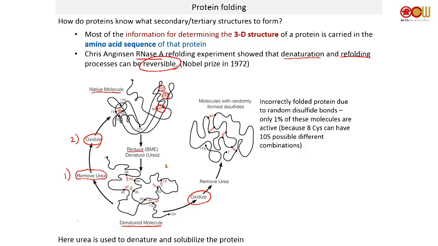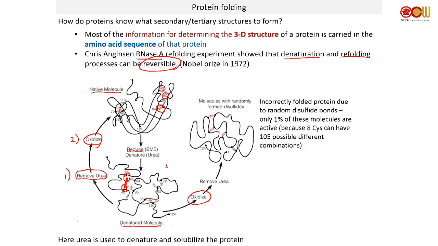But after you denature the protein, and it's floating around, and you immediately add the oxidizer, the cysteine is just going to find whichever other cysteine, and then it's going to form a disulfide bond. For example, cysteine 40 can interact with cysteine 26.